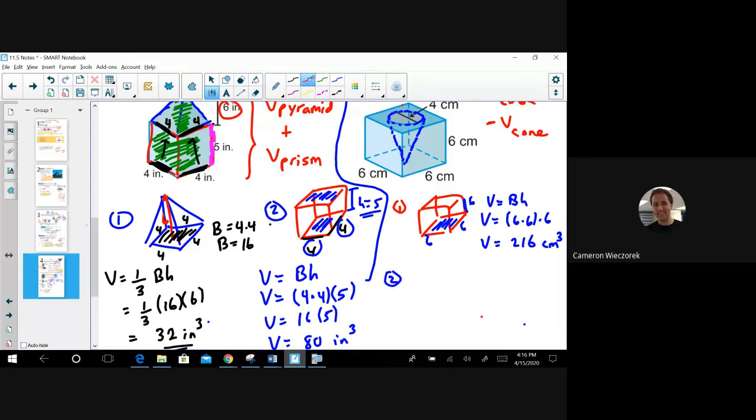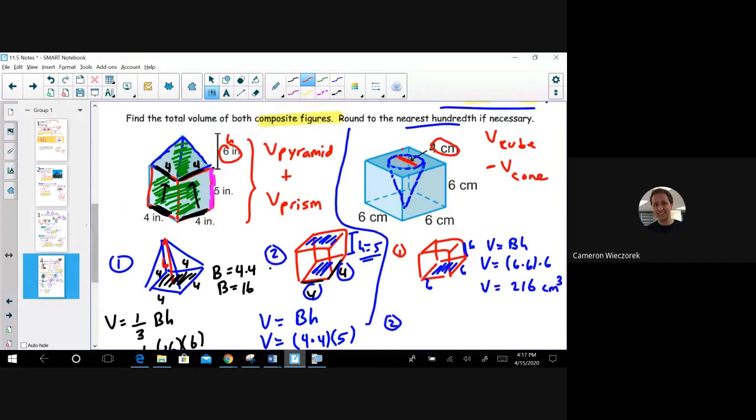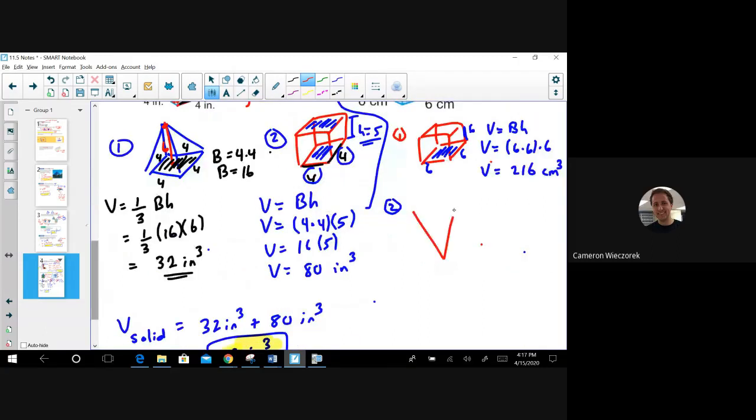Now I have to deal with the cone. So if I look at the cone, what they're telling me is that the distance across the top, the diameter of that circular base, is 4. And the height of that cone from bottom to top, it's the same distance as this, 6. So I know the height of the cone and I know the diameter of the cone, so I'm going to draw it. Diameter was 4. That means the radius has to be 2. And the height of that cone from bottom to top is 6, because it's the same as the height of the prism.